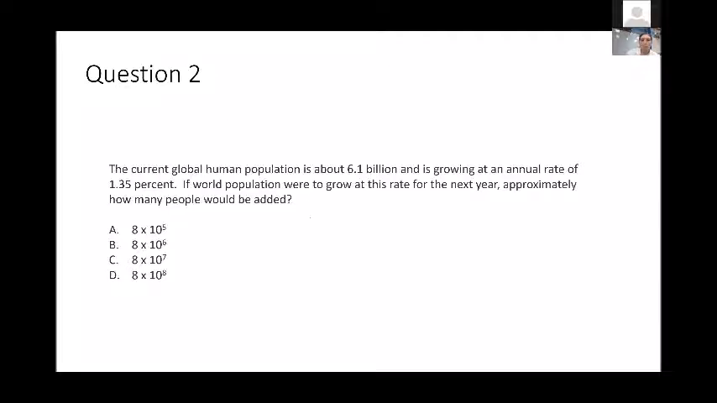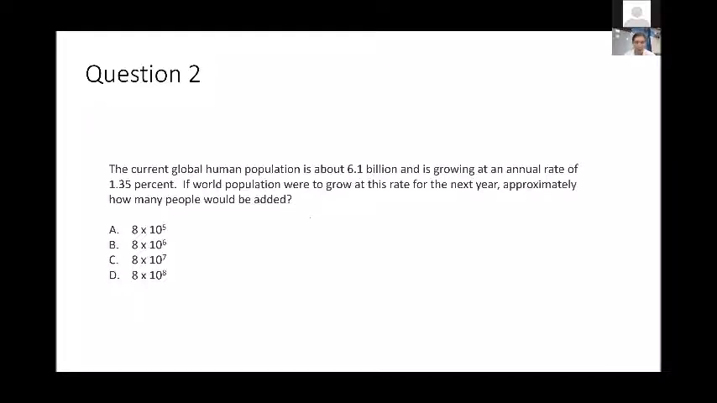The current global human population is about 6.1 billion and is growing at an annual rate of 1.35%. If world population were to grow at this rate for the next year, approximately how many people would be added?